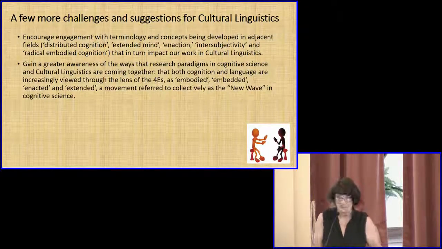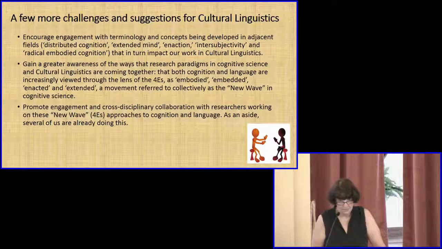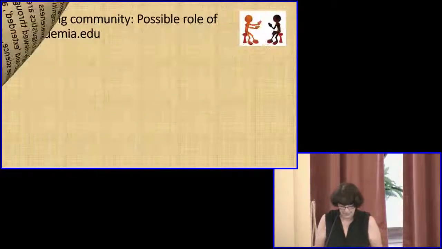And the way that Farzad has put together the basic tenets of cultural linguistics, we are there. But I think many people don't know that yet. I hope, therefore, that we can gain a greater awareness of the way that research paradigms in cognitive science and cultural linguistics are coming together, that both cognition and language are increasingly viewed through the lens of the 4 E's, as embodied, embedded, enacted, and extended, a movement referred to collectively as the new wave in cognitive science. I would like to see us promote more engagement and cross-disciplinary collaboration with researchers working on these new wave 4 E approaches to cognition and language. And as an aside, several of us are already doing this.